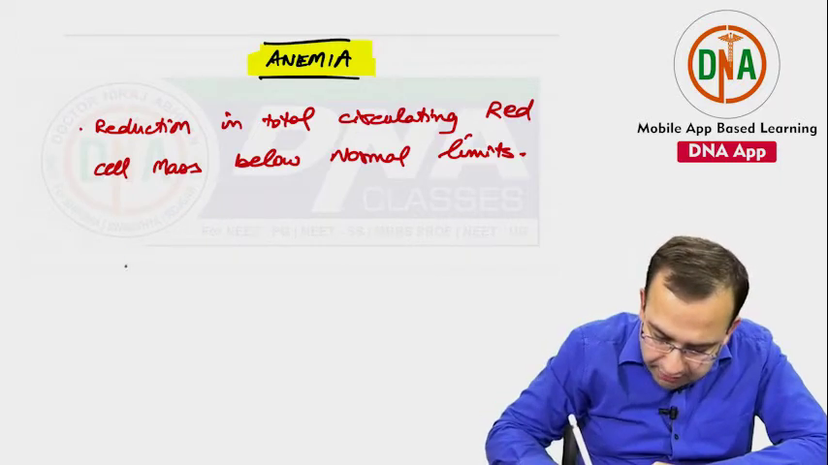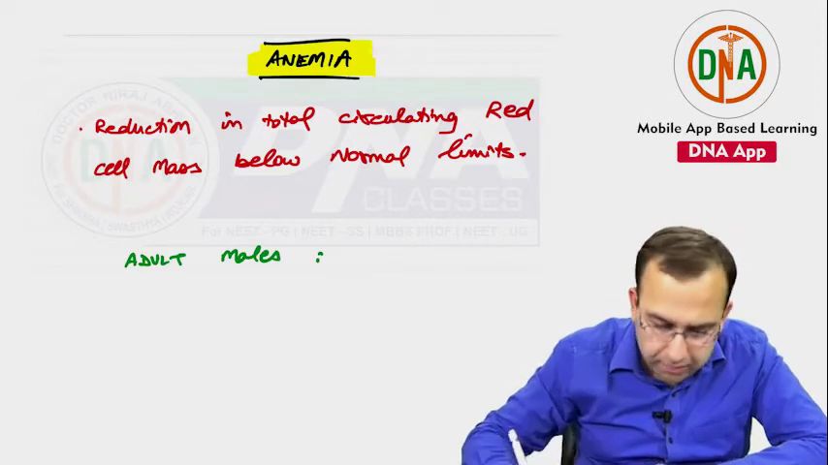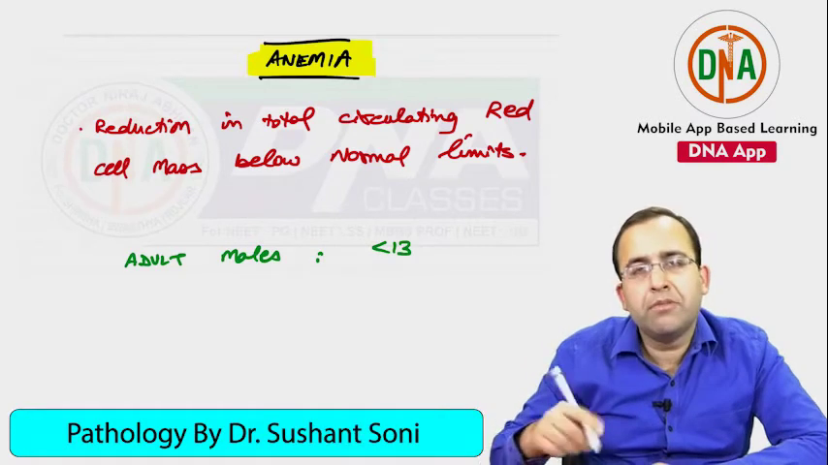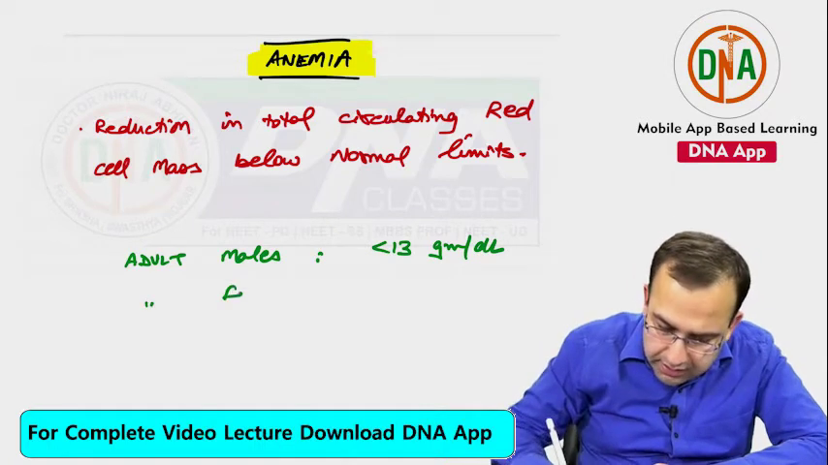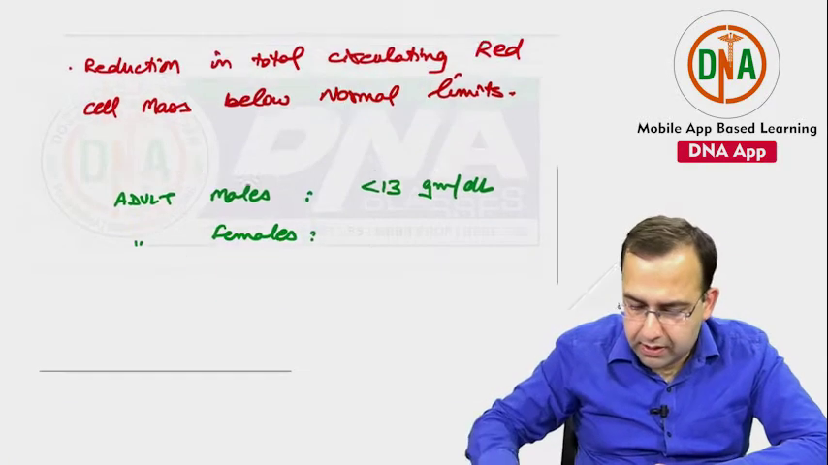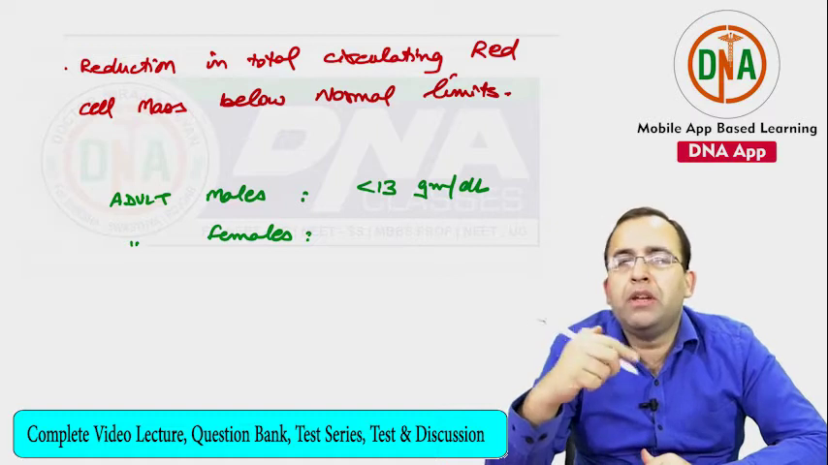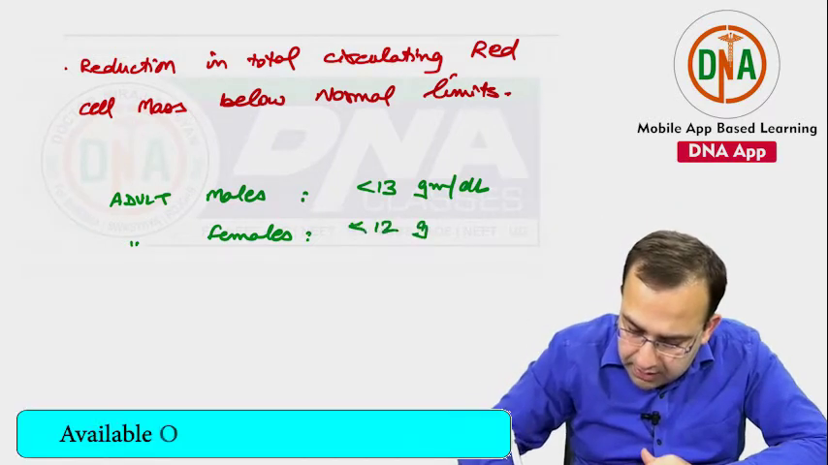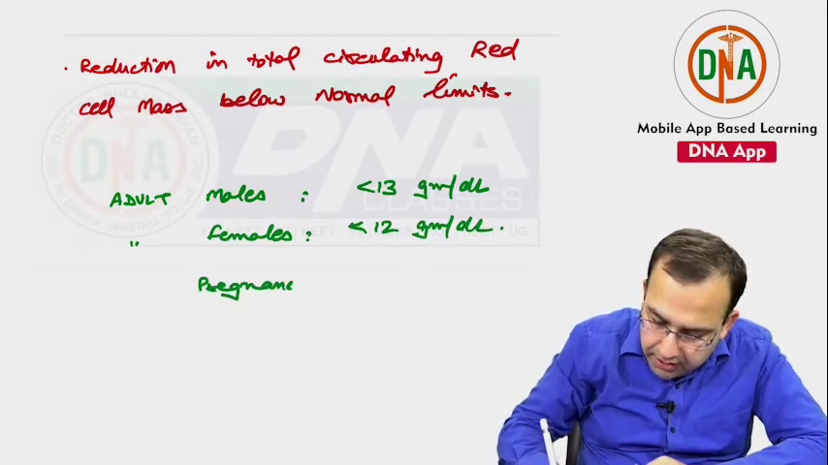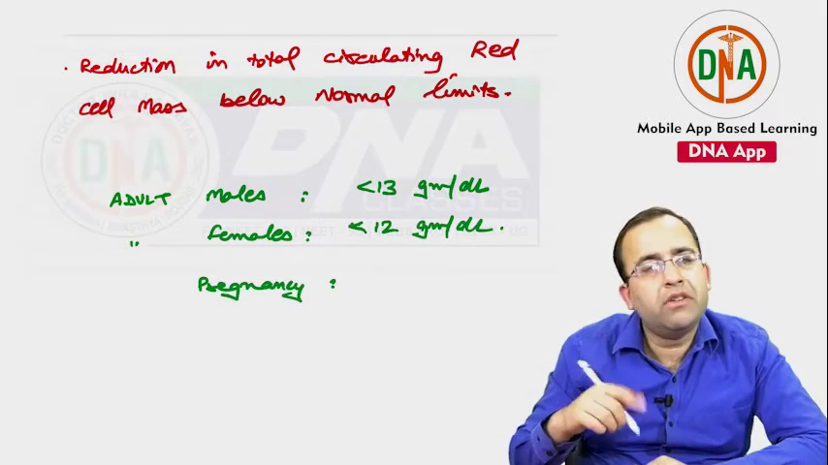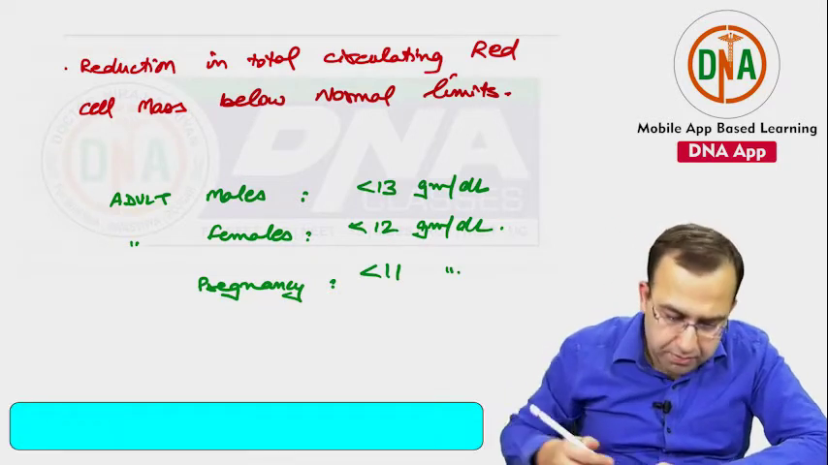I can safely say in case of adult males, all these values, they are from physio, you know them. Adult males less than 13 grams per deciliter is considered as anemia, versus adult females. Females physiologically have a lesser normal hemoglobin than males, so in females less than 12 grams per deciliter. Pregnancy is physiologically also associated with dilutional anemia, so here the cutoff is further reduced, hemoglobin less than 11 grams per deciliter.